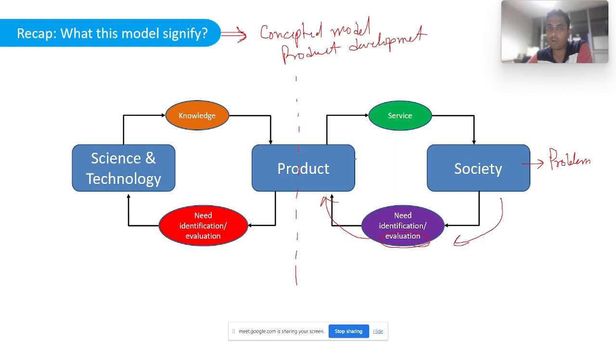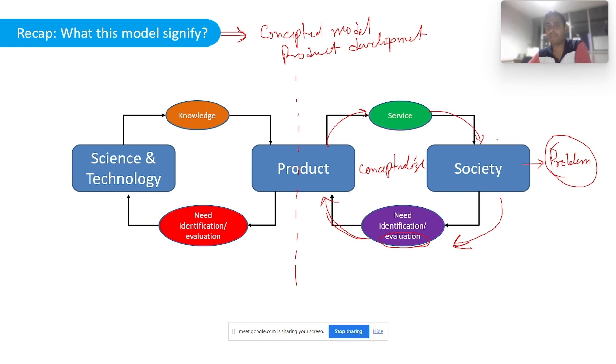conceptualize a particular product. So this is the phase where we conceptualize a product, so that this particular product can be served as a service to the society back, so that it can solve that particular problem. So this is more like a closed loop conceptualization model, the right side, which says that a problem is first identified, then specific requirements are formed and evaluated, then we conceptualize something as a service to the society.